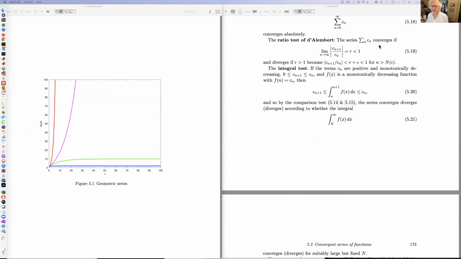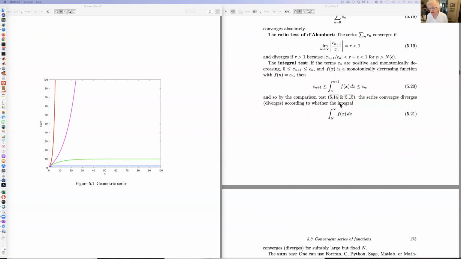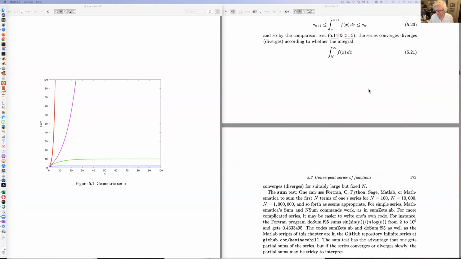D'Alembert had another test, namely if the limit of the absolute value of the n plus first term divided by the nth term is some number r less than 1, then it converges, and it diverges if r is greater than 1. There's also something called an integral test, namely if you can find a function that sort of interpolates between the coefficients Cn and Cn plus 1 like this, and you can do the integral. If it converges, then the series converges.